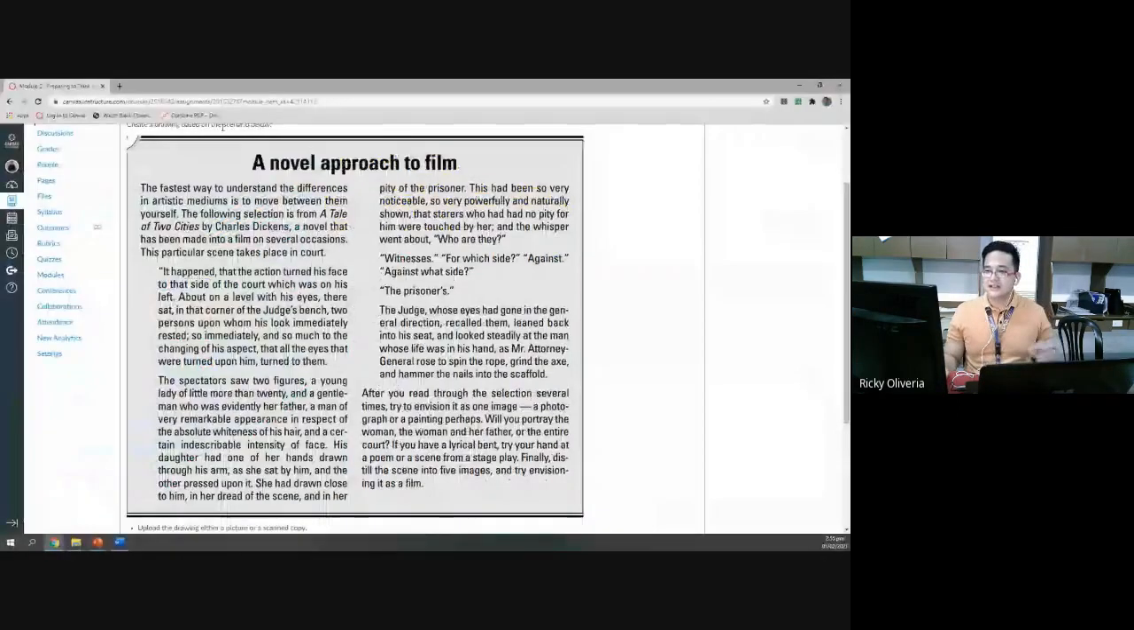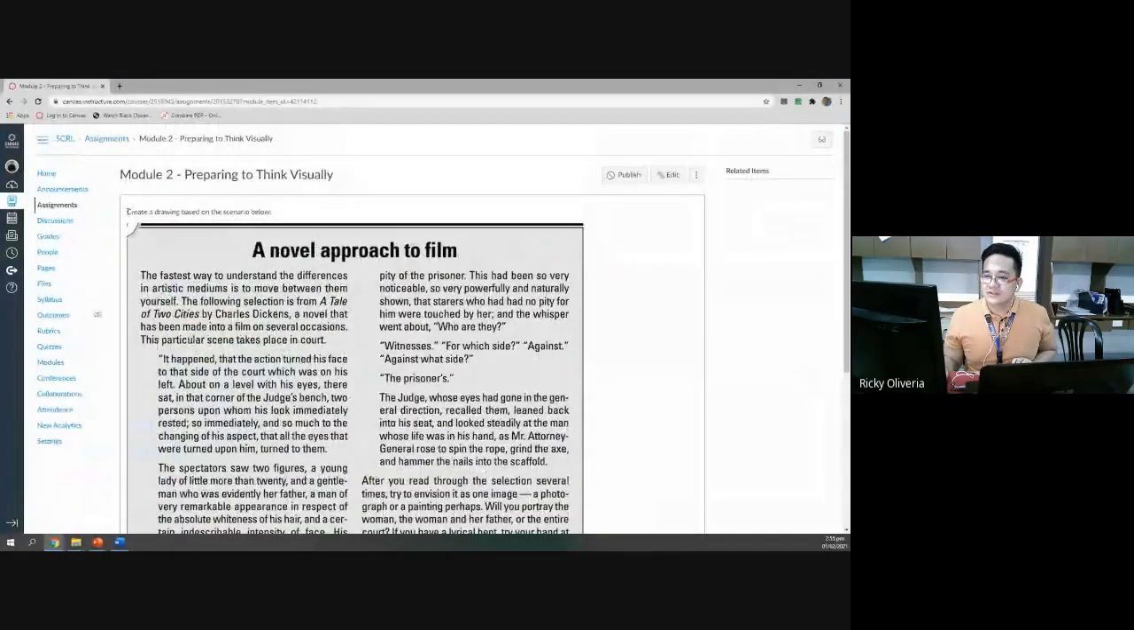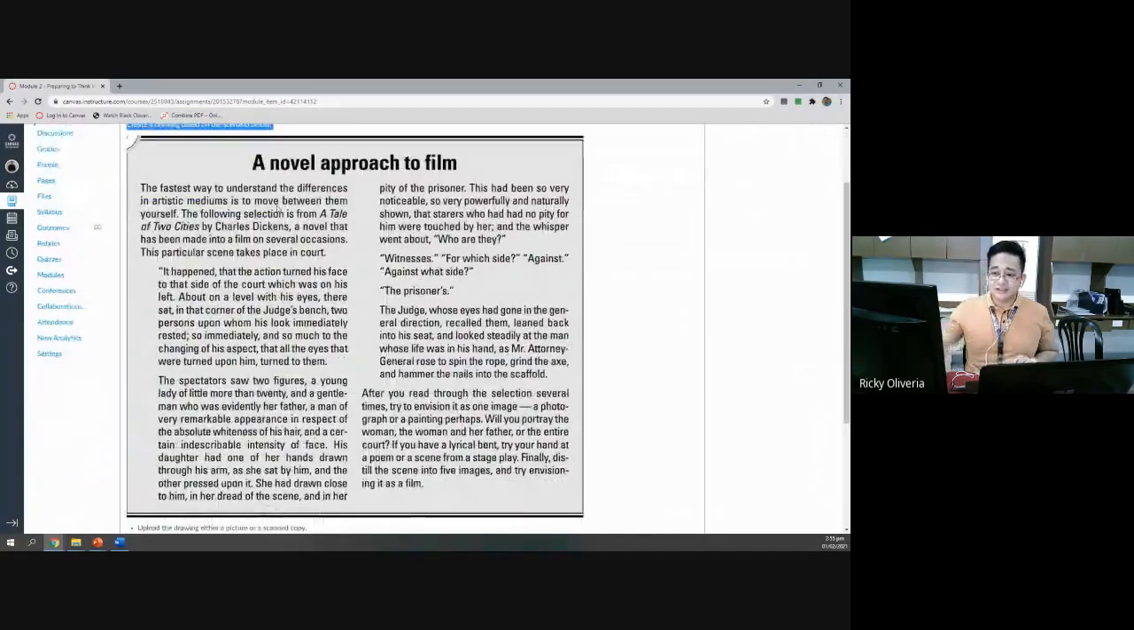Let me go back here. Anong gagawin natin? So, you are going to create a drawing based on the scenario below. Okay? Nung binasa mo to, ano yung nag-appear sa isip mo? I-drawing lang natin. Okay? It doesn't have to be digital, pwede nang freehand yan. No? Tsaka hindi yan kailangan na sobrang ganda. Okay lang. No? Again, ang tinutukoy ko dito is kung ano yung nasa isip natin nung binabasa natin to.